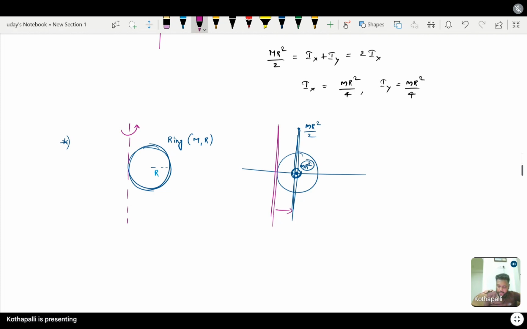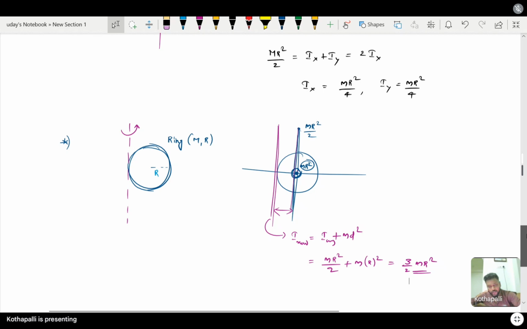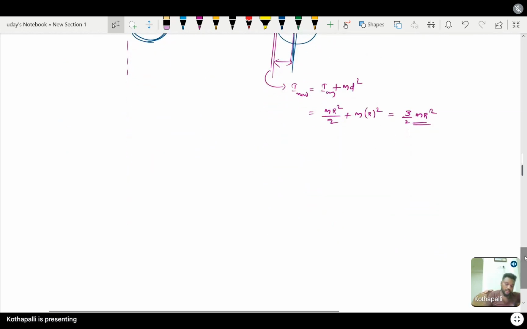Now the parallel axis theorem is applicable, right? Because this axis passes through the center of mass and the edge axis is parallel to it. So about this we can write ICM, which is parallel to this, plus m d square. What is ICM? Mr square by 2. And d is r. So how much will it be? 1 plus 1 by 2, that is 3 by 2 Mr square. Is it clear or not? Okay, wow.